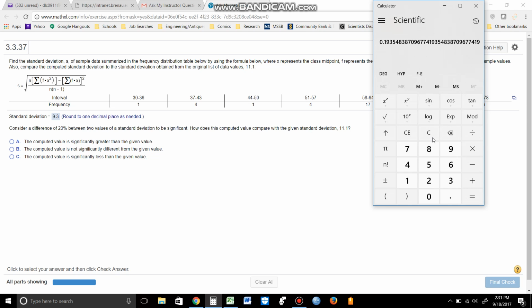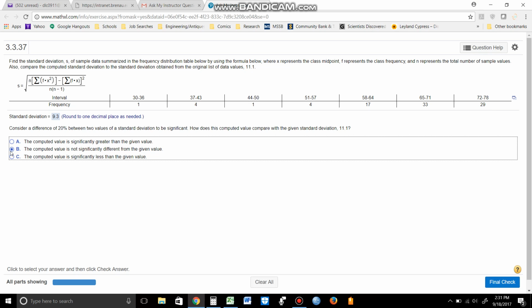And actually, really, I think I did the calculation backwards, so it should be 11.1 minus 9.3 divided by 11.1, and that's 16.2%. So again, same result here. It's still less. So the computed value is not significantly different because it's not in excess of 20%.